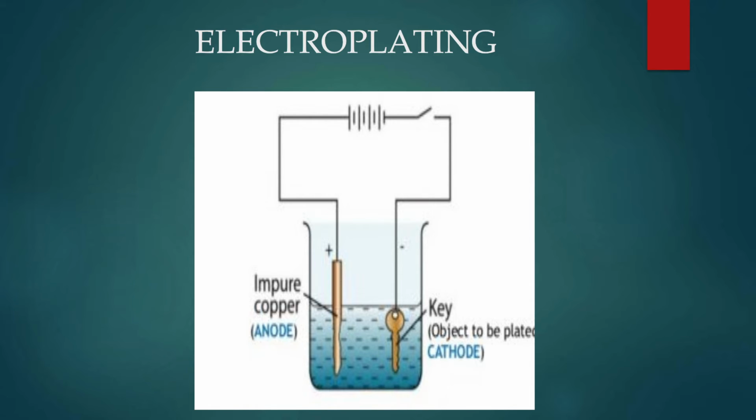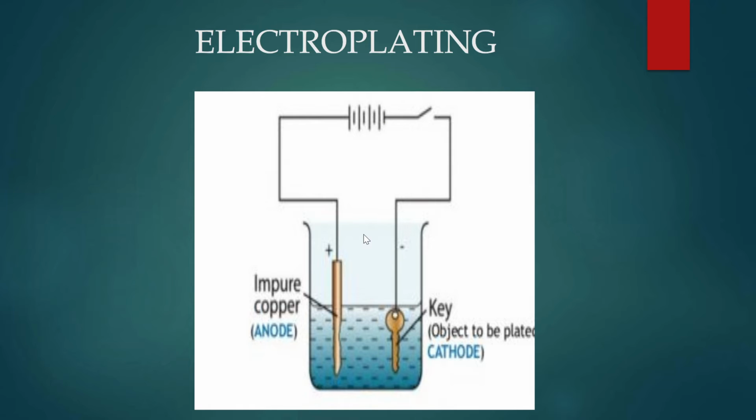Now, once when we start passing the current through the circuit, here what we are taking is the copper sulfate solution, acidified copper sulfate solution. Okay, and here we have used a battery. Battery is represented by consecutive longer and shorter lines, parallel lines that too. The longer line represents the positive terminal and the shorter line represents the negative terminal.